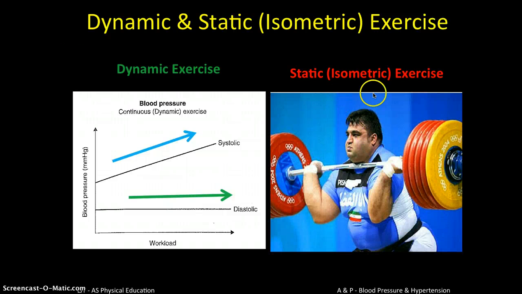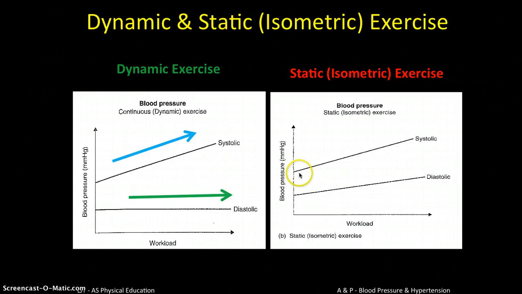Now if we look at static or isometric exercise, where you're constantly strained, constant static contraction, we have a different picture. You can see that our systolic goes up again linearly, but perhaps a little bit higher, but also our diastolic pressure goes up, and that's a lot to do with the fact that there's no circulation of blood because our muscles are constantly constricted or constantly contracted.